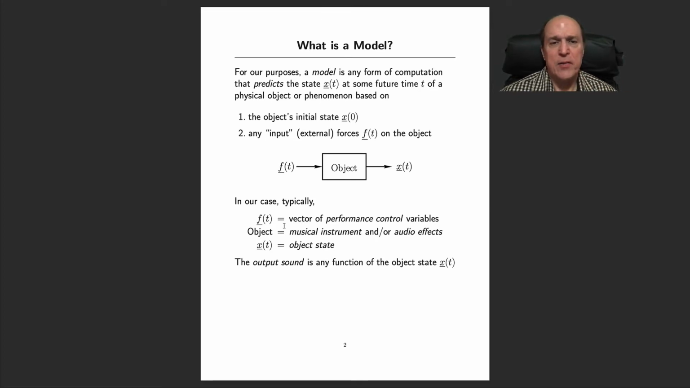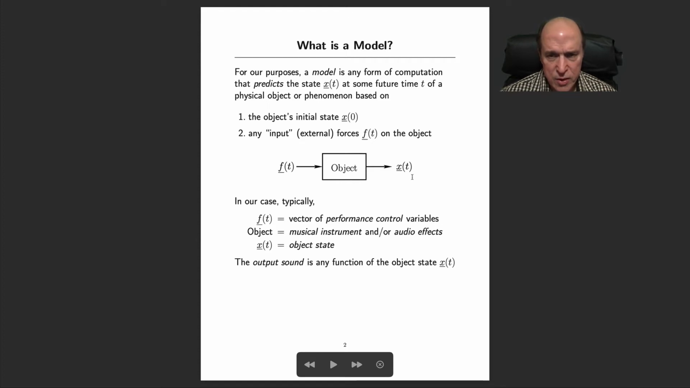You can think of a model as any form of computation that predicts the state at some future time of a physical object or phenomenon based on its initial state and any input forces through time up to the present time. And so this is diagrammed here. So we've got some object and we're driving it with a force, and we want to calculate what state it will have at time t. And then we have this notion of outputs of a system or of a physical model, and that would be some function of the state as well.